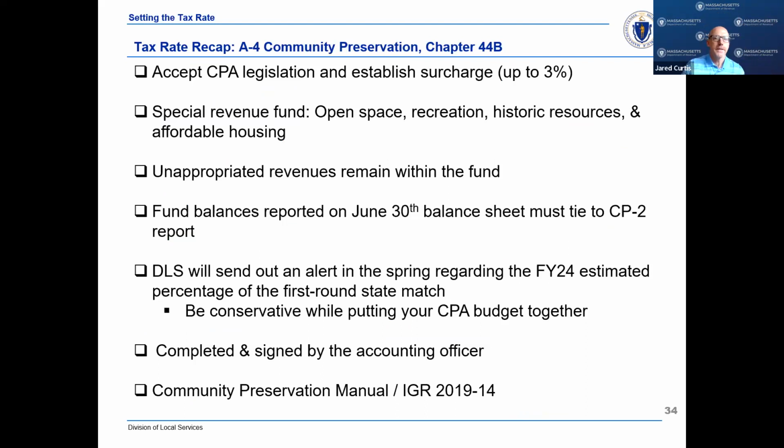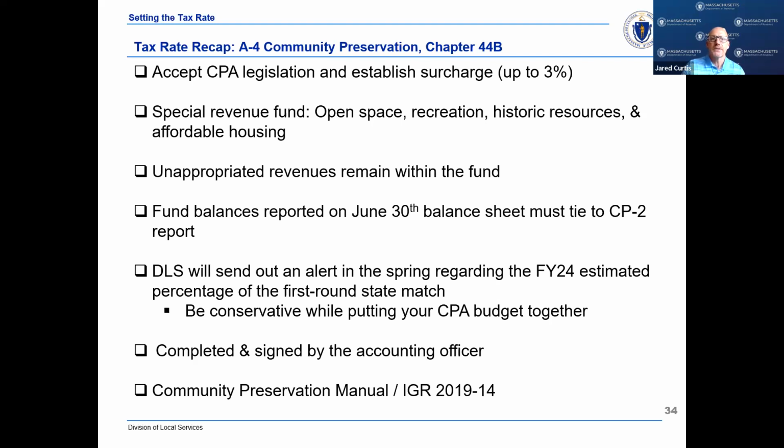Thank you, Andrew. As Andrew mentioned, we're going to talk about the A4 Community Preservation Fund, which is a support form for the tax rate recap. Chapter 44B must be accepted at town meeting and by the voters to establish a community preservation fund. Your community must have a ballot vote to establish a surcharge to be placed on the tax bills of up to 3%.